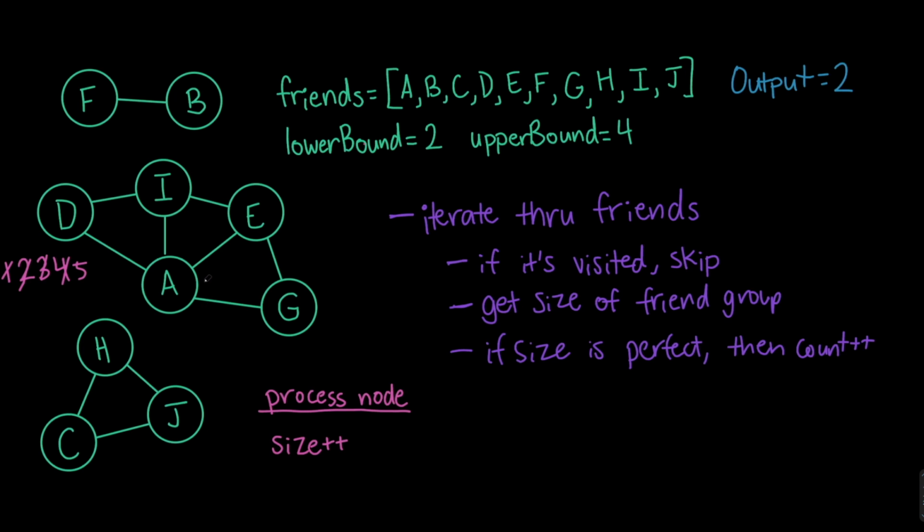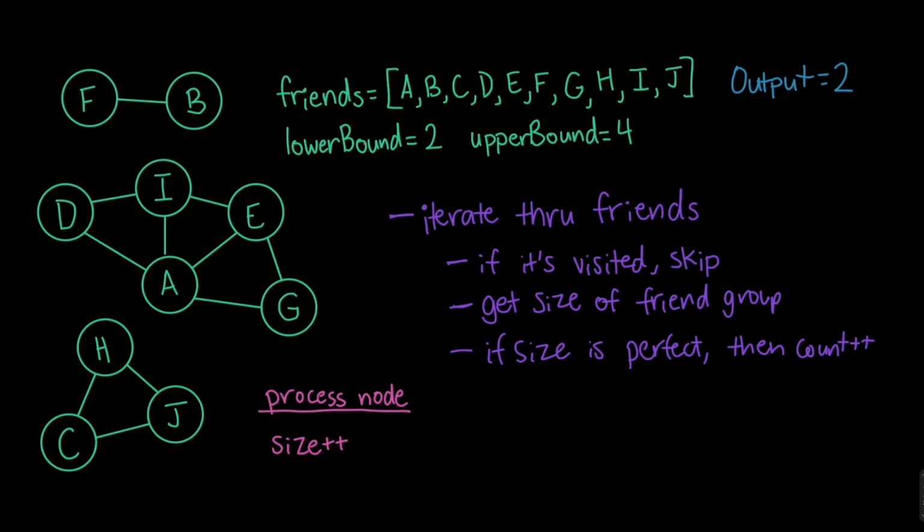And we can return that back out of our BFS. And then right here, we'll check, hey, is it perfect? Is it between our lower and upper bounds? So this is really the key modification to the BFS strategy that we have to make in order to make sure that we only count perfectly sized friend groups.